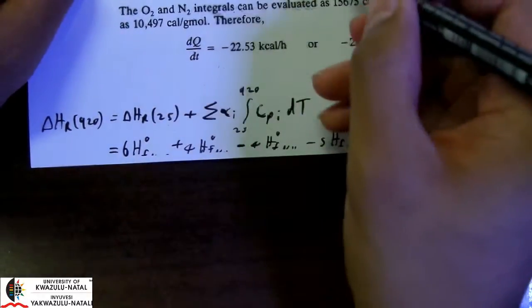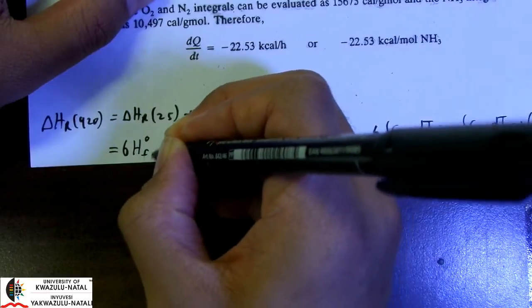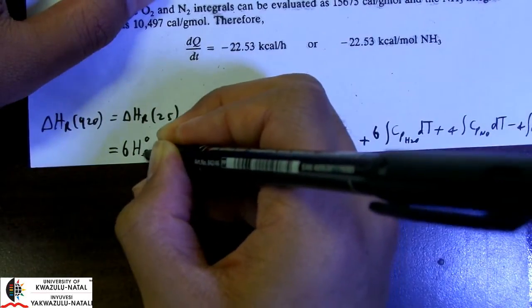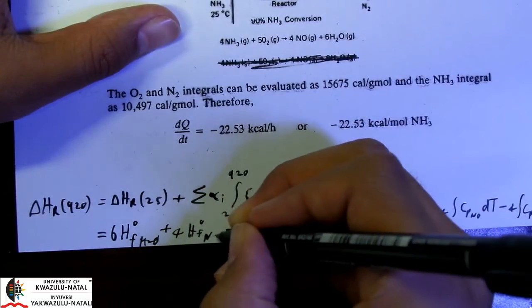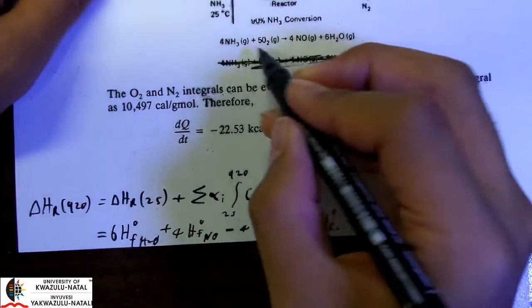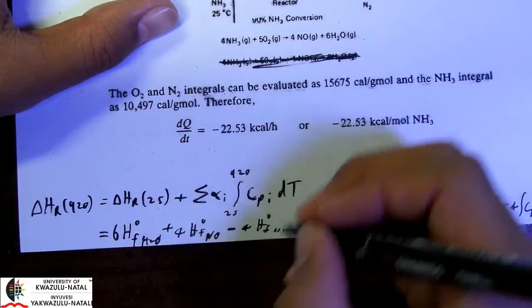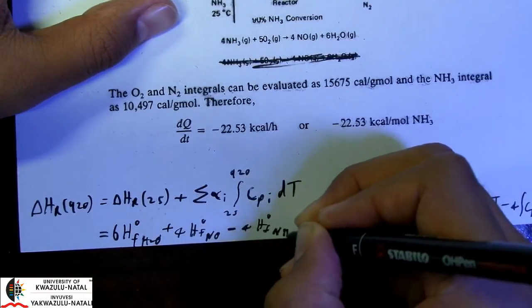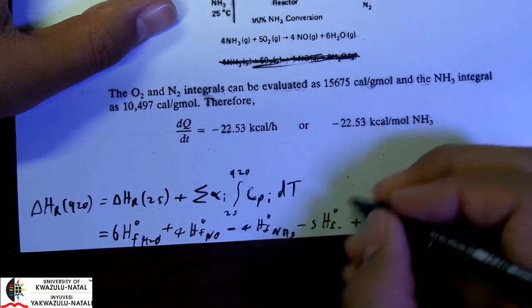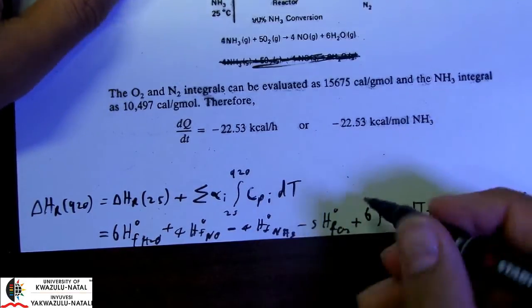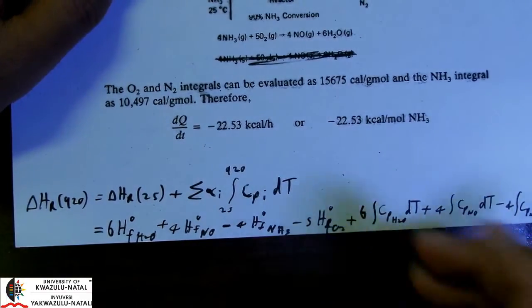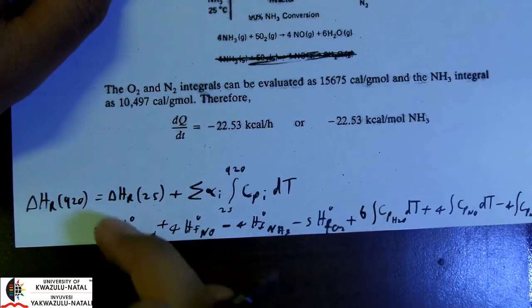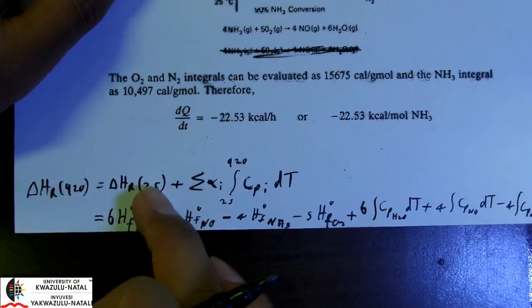So I have 6 multiplied by the heat of formation of water plus 4 multiplied by the heat of formation of NO minus 4 times the heat of formation of NH3 minus 5 times the heat of formation of oxygen, and this will of course be 0. The heat of formation of oxygen is 0. So this is sorting out my delta HR at 25 degrees.